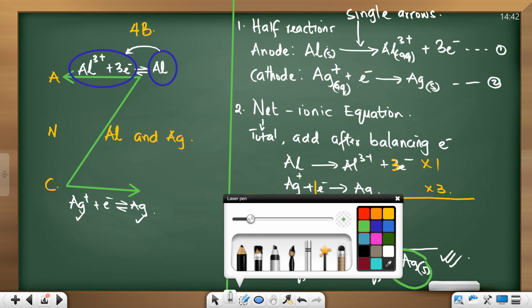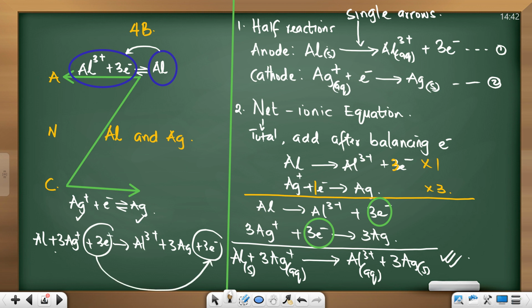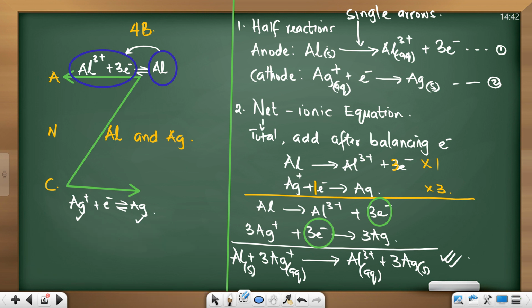If I were to write my electrons, look at what I would have written, writing everything on the left. Al plus 3Ag+ plus 3 electrons to give me Al3+ plus 3Ag plus 3 electrons. Do you see 3 electrons? Mathematically, if I move this over, we say it's negative, right? It cancels out, so there's no need to waste your time writing it. Once you have balanced, just write the species on the left to the left, the species on the right to the right.